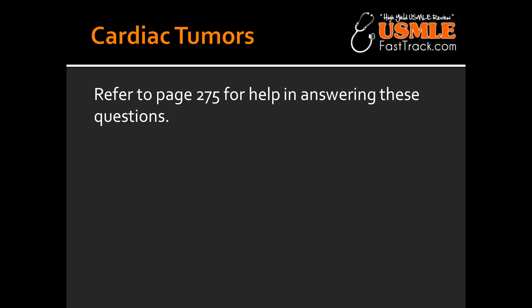Overall, what is the most common cause of heart tumor? The most common cause of heart tumor is generally metastasis, and this comes from melanoma or lymphomas. Kussmaul's sign. What is Kussmaul's sign? Kussmaul's sign is an increase in jugular venous pressure on inspiration instead of the normal decrease in jugular venous pressure.